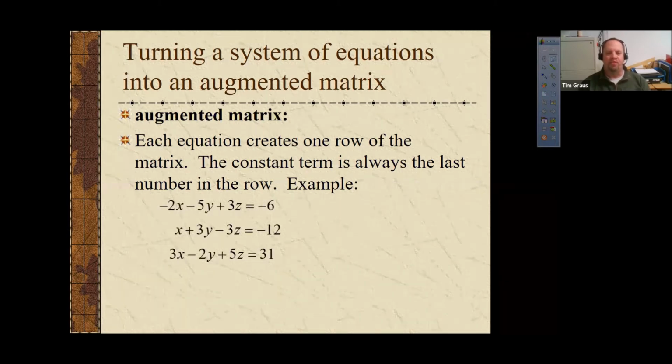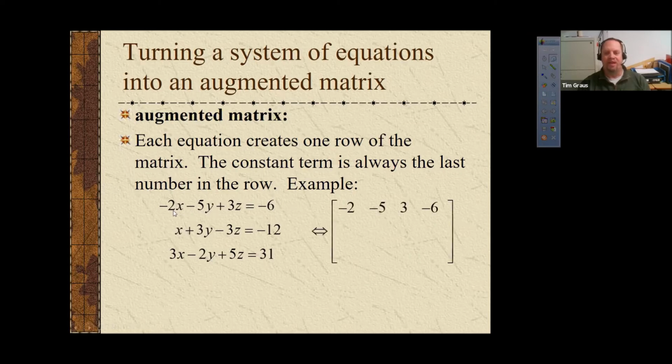Let's say we start with this system of equations, 3 variables, 3 equations. We're going to take each equation and turn it into one row of a matrix. Now, a matrix is just an array of numbers. It's a rectangular table of numbers, essentially. That first equation is going to turn into the numbers -2, -5, 3, -6. So we've essentially stripped away the x, y, and z and written the equation as just a series of numbers.